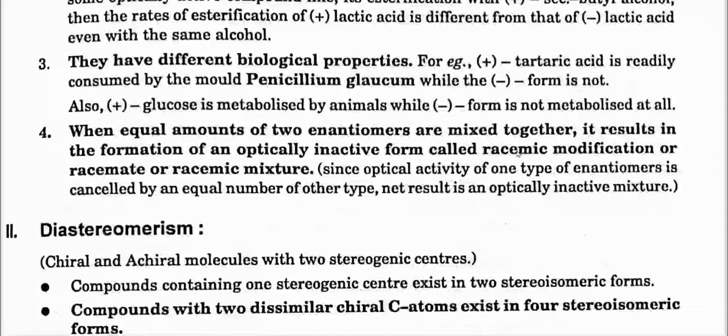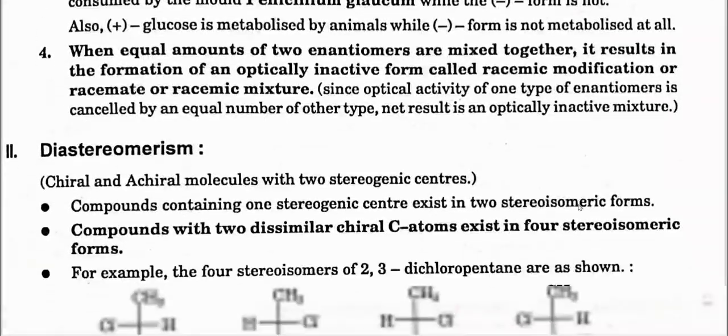When equal amounts of two enantiomers are mixed together, it results in the formation of an optically inactive form called a racemic modification, racemate, or racemic mixture. Since the optical activity of one type of enantiomer is cancelled by an equal amount of the other type, the net result is an optically inactive mixture.